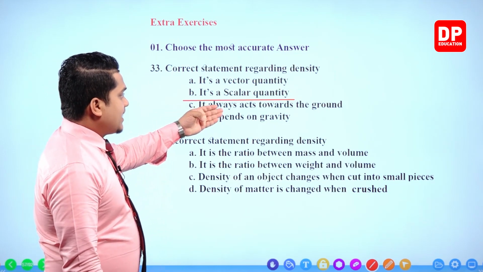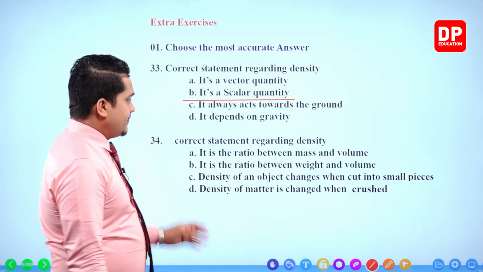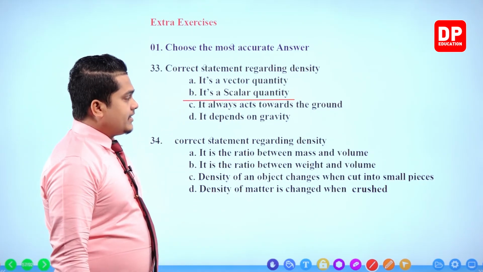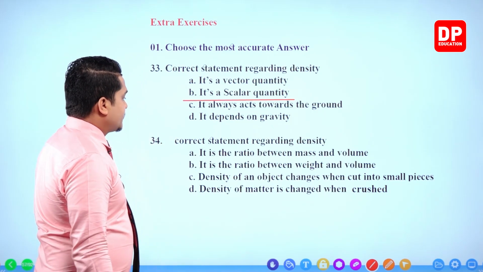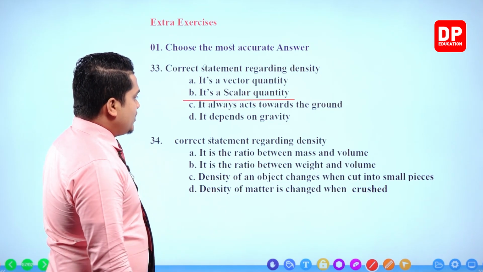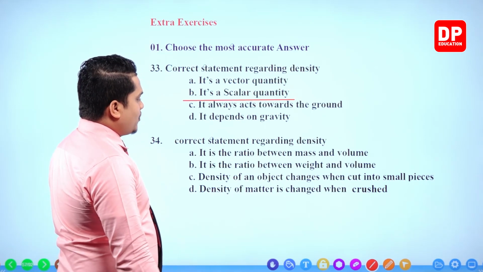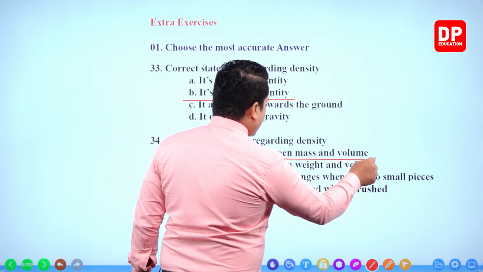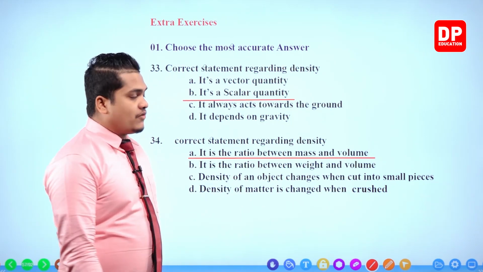It always acts towards the ground. That is once again incorrect because there is no certain direction in it. Depends on the gravity, once again incorrect. It is not dependent on gravity. We discussed that in the earlier questions, right? Next one. Correct statement regarding the density. Once again, you have to choose the correct statement. It is the ratio between mass and volume. Of course, the first and foremost one is correct.